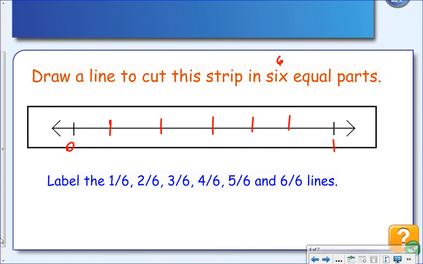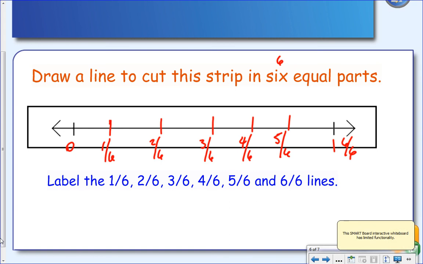Okay, now I'm going to label my lines. So this will be 1/6, 2/6, 3/6, 4/6, 5/6, and 6/6, which is my whole. And so then if I'm asked, which one's bigger, 3/6 or 5/6? I can look at my line and say, oh, 5/6 is closer to 1, so this is going to be my bigger number. Or less than, equal to. You'll use number lines for that.